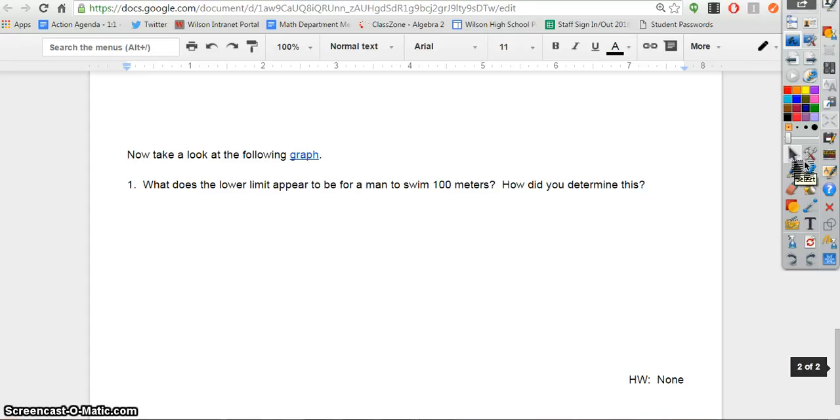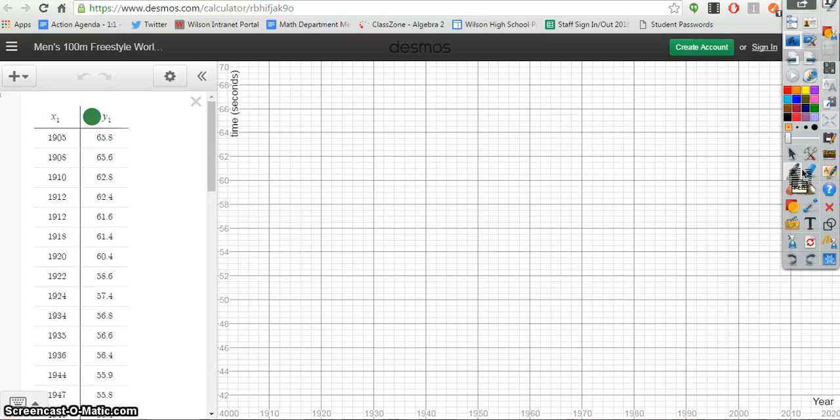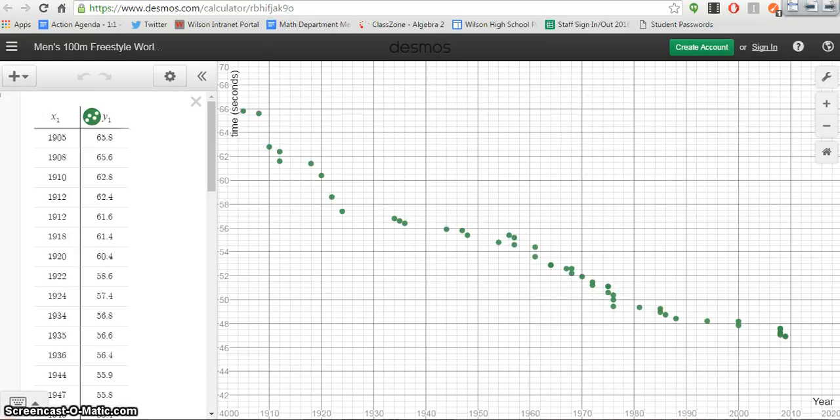Now, what does the lower limit appear to be for the men's 100 meter swim? How did you determine this? Well, let's take a look at this graph quick. The data will be displayed here in a second. We want to know what the lowest limit is after this loads up. So here comes your data. There are your points.